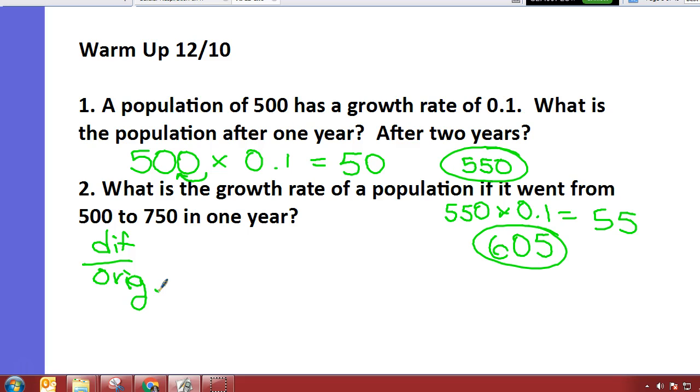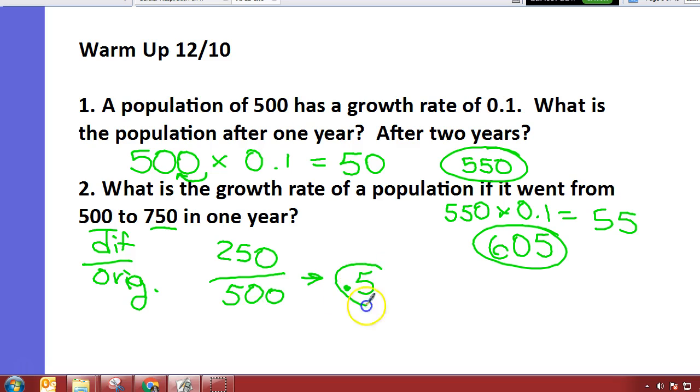So the difference here, 750 minus 500 is 250. Over the original is 500. So what would my answer be? 250 out of 500 is half, so that would be 0.5 would be my growth rate. Okay.